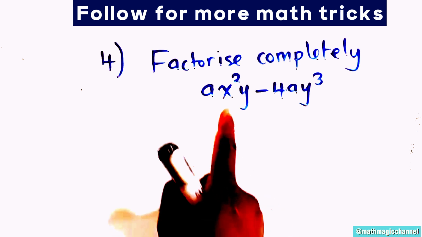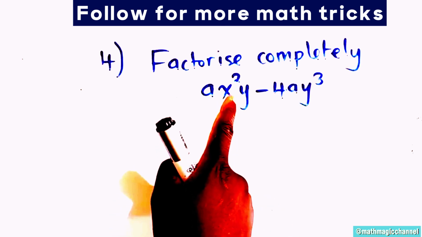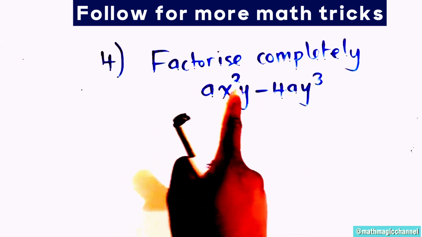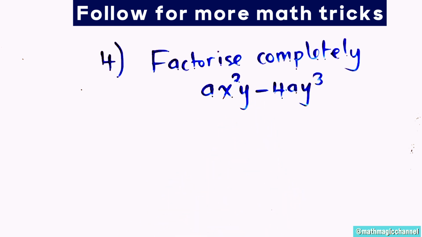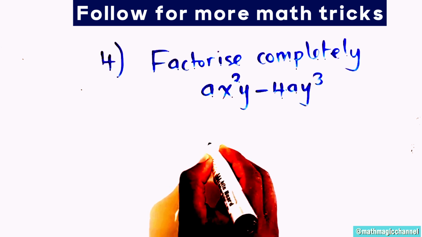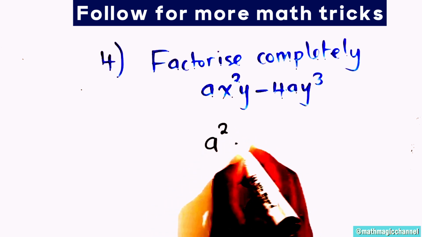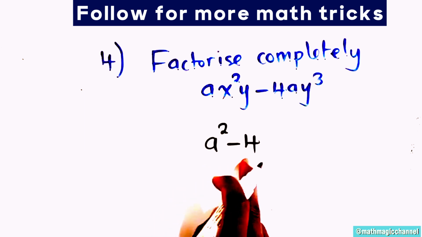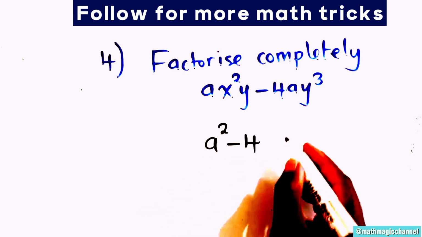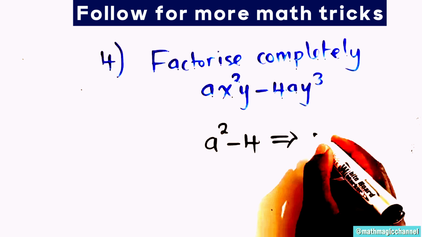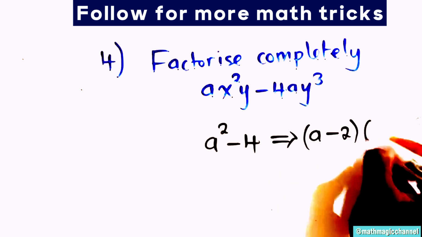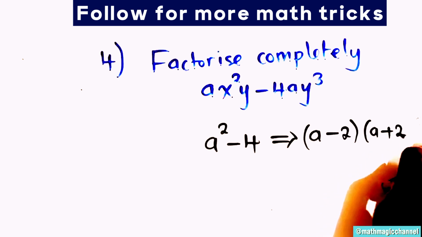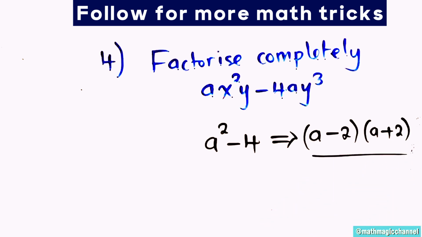So guys, whenever you see a power 2, the key thing is power 2. Whenever you see a power 2 and they're saying factorize and a minus sign, you must think of what we call difference of two squares. Difference of two squares says that when you've got a power 2 minus 4, a power 2 minus 4, and they ask you to factorize, this will simply give you a minus a 2 and then a plus a 2. This is what we call difference of two squares.